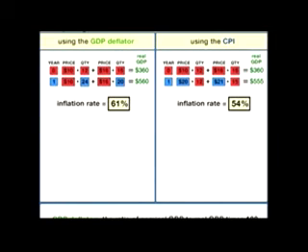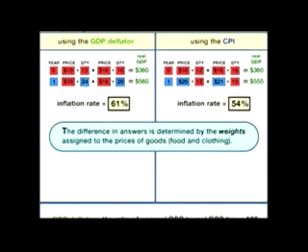Now, why the difference? The difference is because the Consumer Price Index looks at the change in the cost of a particular bundle of goods and services. That is, it uses the current production at the new prices. The GDP deflator, on the other hand, uses the new production at the old prices. And because you're using a different method to calculate the two indexes, it shouldn't be surprising that we wind up with different numbers for the rate of inflation.